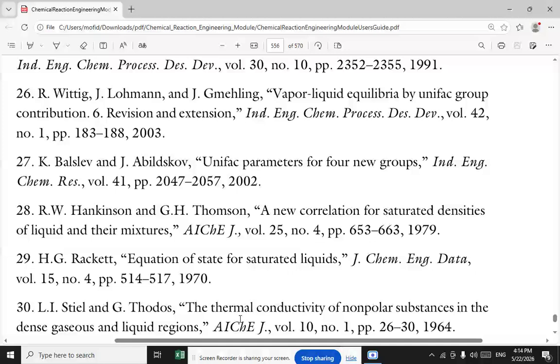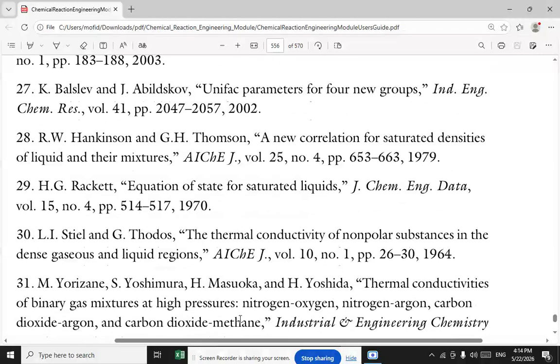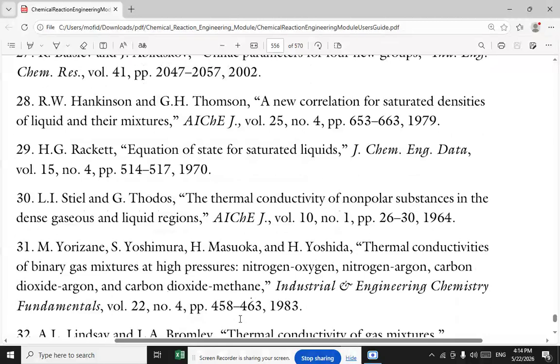The next was written by Wittig. The name is Vapor-Liquid Equilibria by UNIFAC Group Contribution. The next was written by Balslev, and the name is UNIFAC Parameters for 4 new groups. The next one was written by Hankinson and Thomson, and the name is A new correlation for saturated densities of liquids and their mixtures.